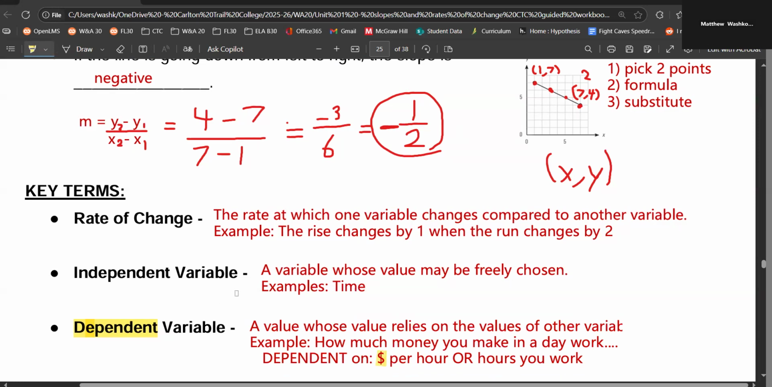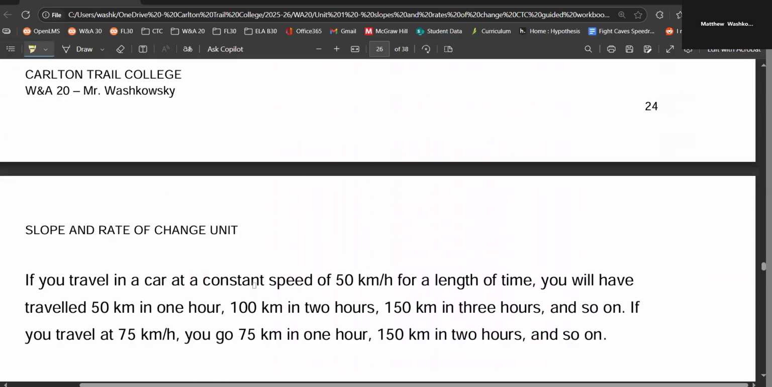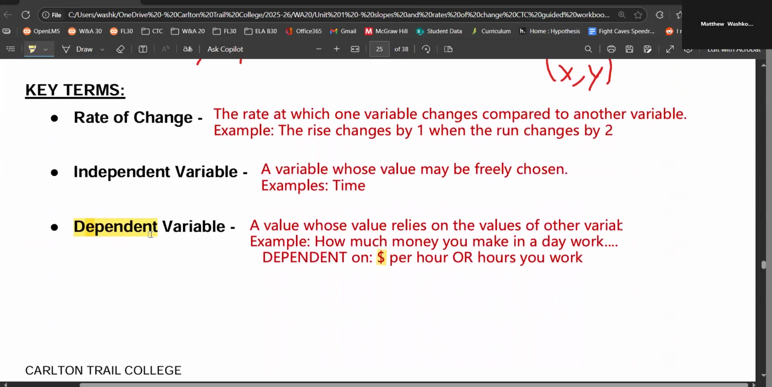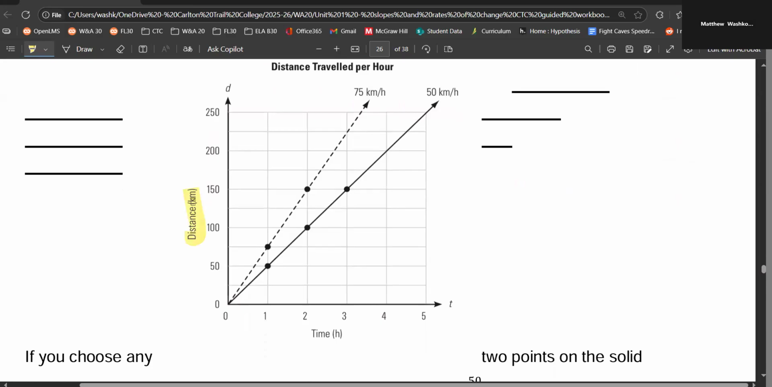So knowing that, let's go into this graph here. So all I want us to do for this graph for right now is think, what is the independent variable? What's the dependent variable? So I have the distance I've traveled and I have the time I've traveled. Think about it for a second. Which of these two is dependent on the other? And I will give you the answer here. One of these lines is independent and one of these lines is dependent.